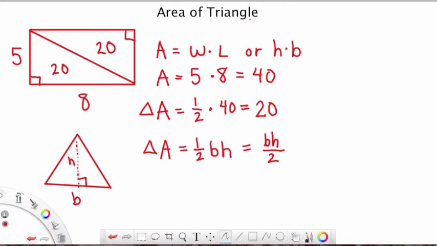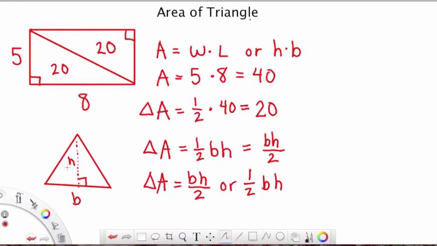And I know that when I take the base times the height, if I were to multiply that, that would give me the area of two of these triangles, which would form a parallelogram. But we just want to know the area of this triangle. So we would say that the area of this triangle is equal to the base times the height divided by 2, or as we said before, 1/2 times the base times the height.